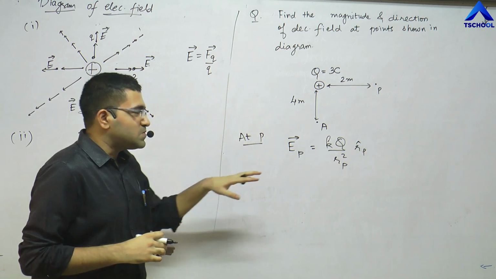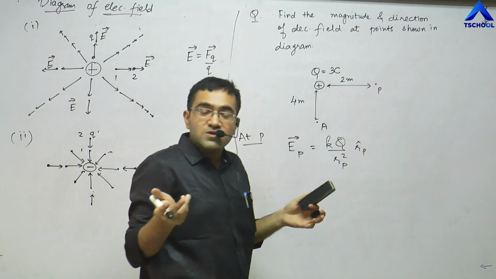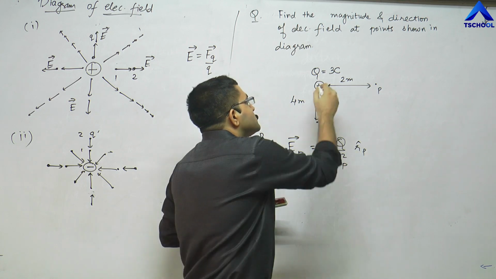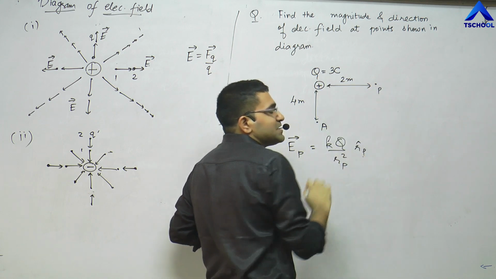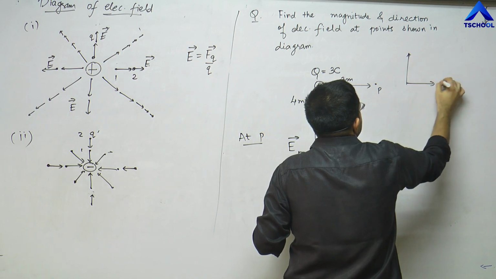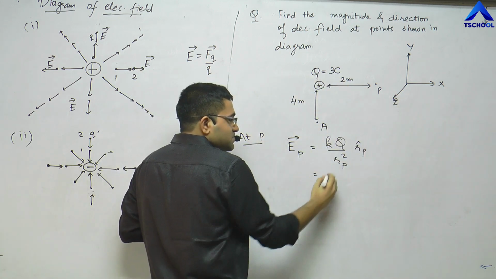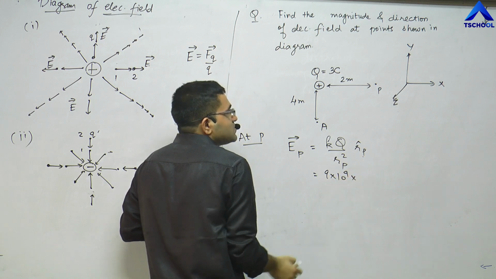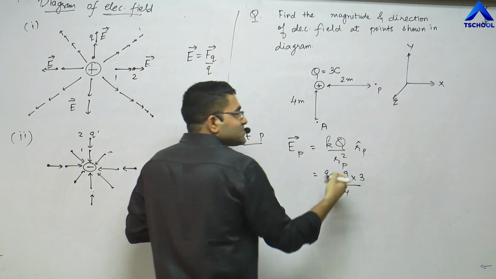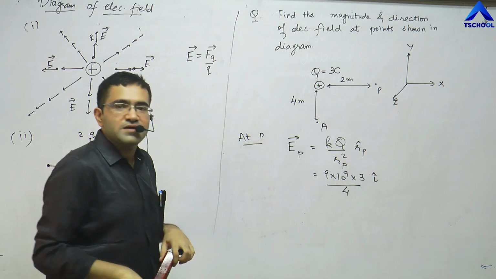So I'm using symbols, capital Q for the charge, RP for this distance, which is obviously 2 meters, and RP hat means the radial direction from the source charge towards the point P, right? So if we go by the standard XYZ convention of axes, then this is going to be 9 into 10 raised to 9 multiplied by 3 coulomb divided by 4. And now the direction, it's towards the positive x-axis, so that's why I should write i hat.